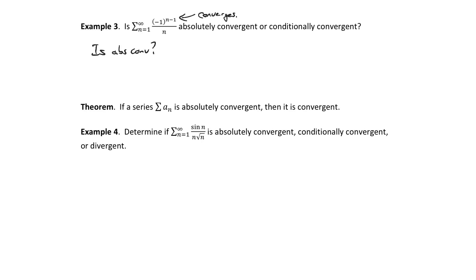Let's check it out. I'm going to take the series, n equals 1 to infinity, take the absolute value of all this business, negative 1 to the n minus 1 over n. Negative 1 to any power is either negative 1 or it's positive 1. If you take the absolute value of negative 1 or the absolute value of positive 1, you get 1. And so this is the series n equals 1 to infinity of 1 over n. This is a good old friend. This is the harmonic series, which diverges.